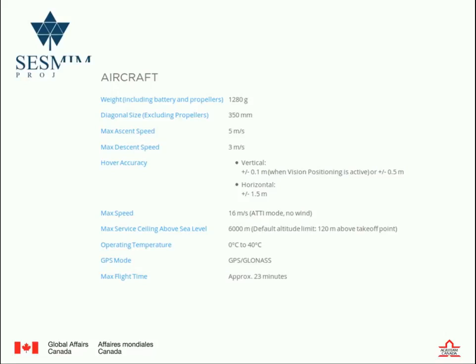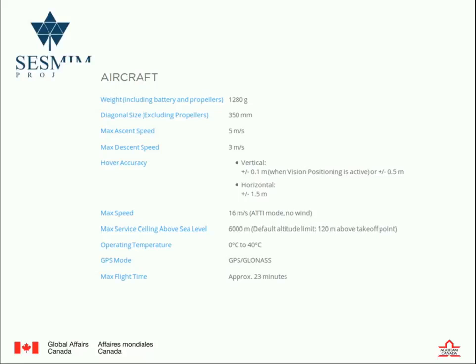The Phantom 3 is 1.2 kilos, which is below the 2 kilogram limitation we have in Canada. The size is about 350 millimeters diagonally. It can climb at 5 meters per second vertically up, and it descends at 3 meters per second. It can hover vertically at around plus or minus 0.1 meter when vision positioning is activated, and horizontally 1.5 meters.